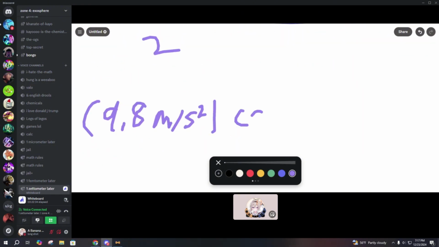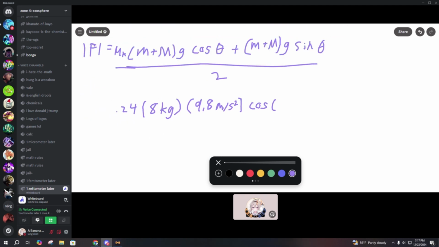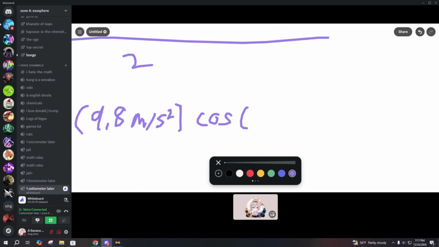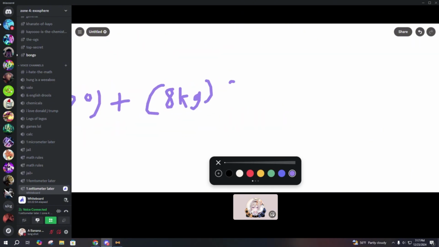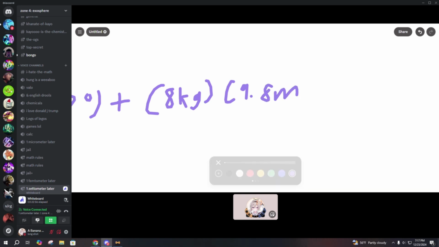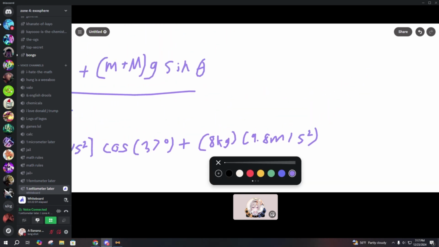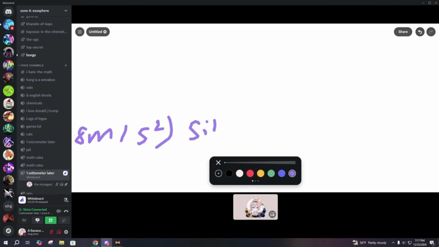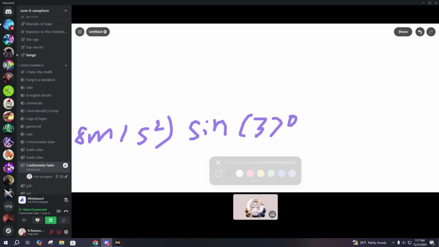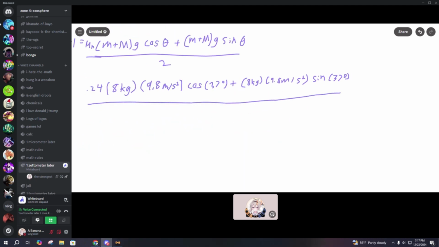Cosine. And now the angle was 37 degrees. Okay, plus another 8 kilograms, plus m plus m. This is 5, and that was 3 kilograms, so 5 plus 3 is 8, times 9.8 meters per second squared, times sine of theta, which is 37 degrees. Right, this is all over 2.